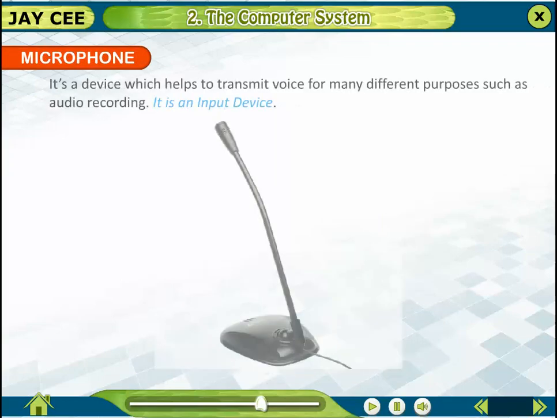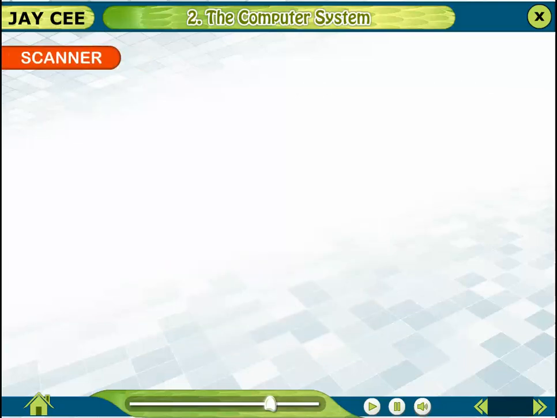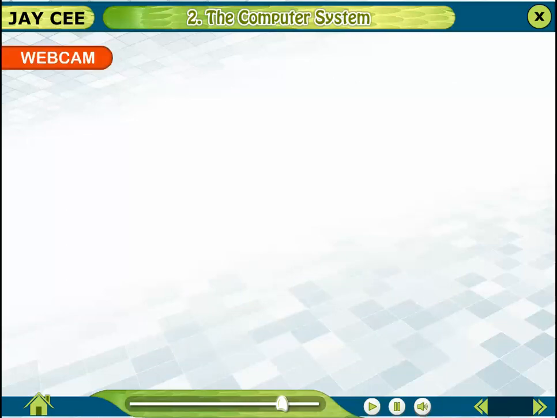Microphone. It's a device which helps to transmit voice for many different purposes, such as audio recording. It is an input device. Scanner. A scanner is an input device that captures images from photographic prints, posters, magazine pages, and similar sources for computer editing and display.